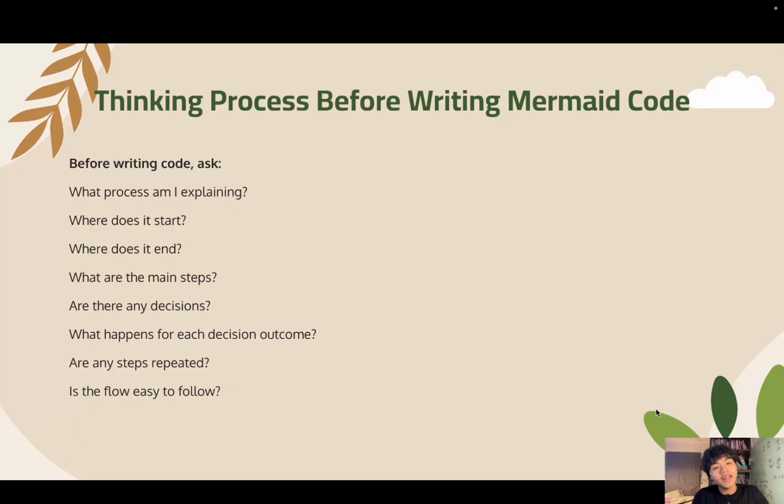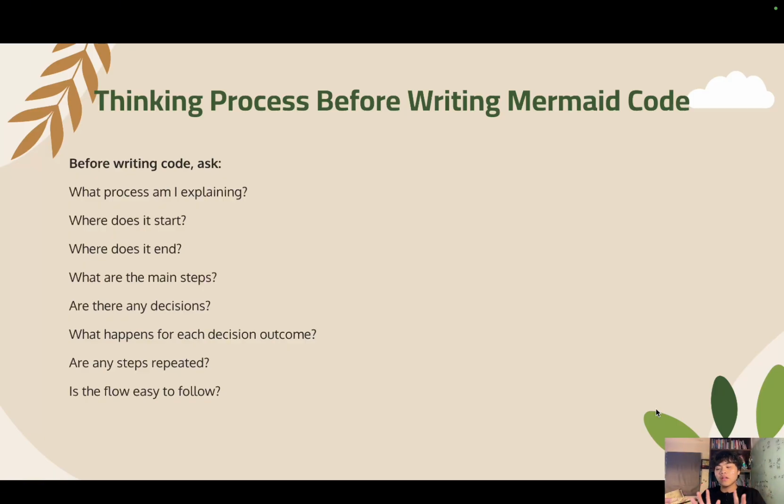Before writing any Mermaid code, we have to ask ourselves, what process am I explaining? Where does it start? Where does it end? What are the main steps? Are there any decisions, and what happens for each outcome? And is it easy to follow?